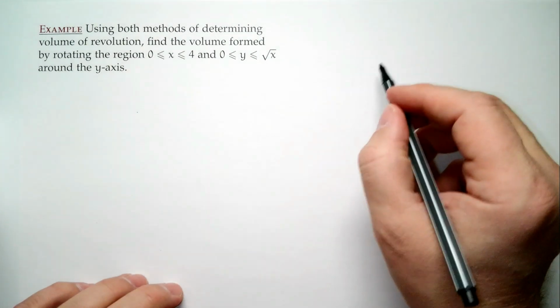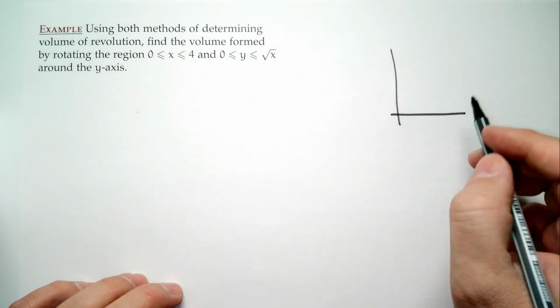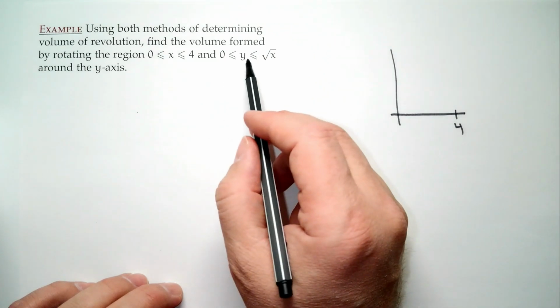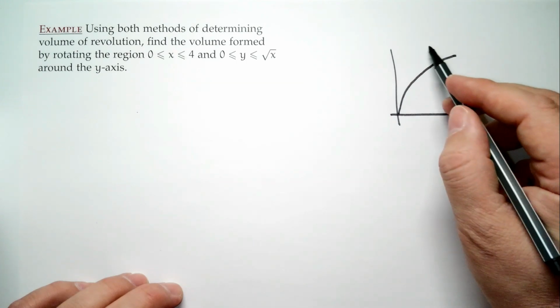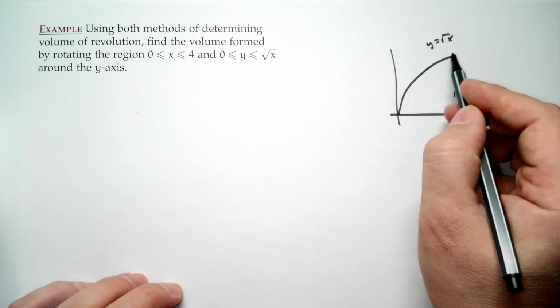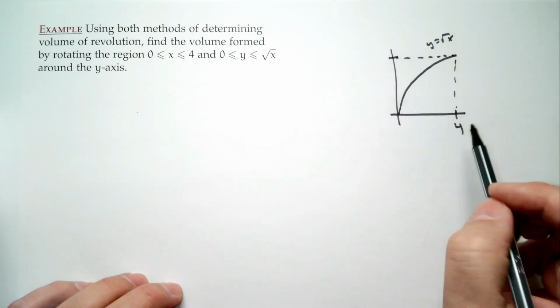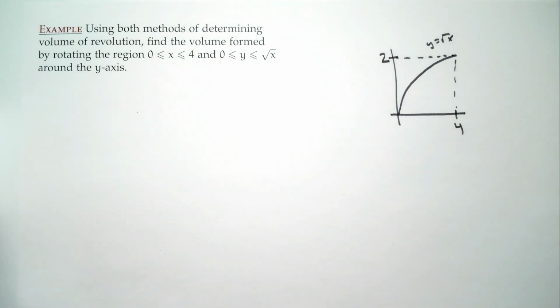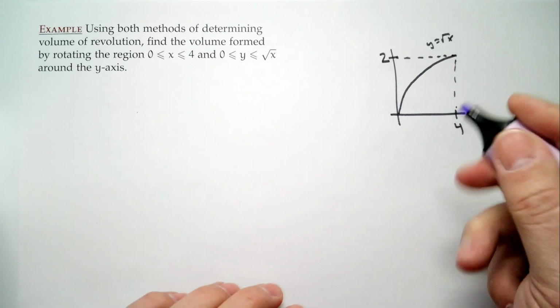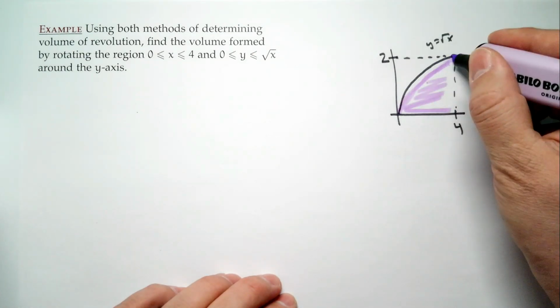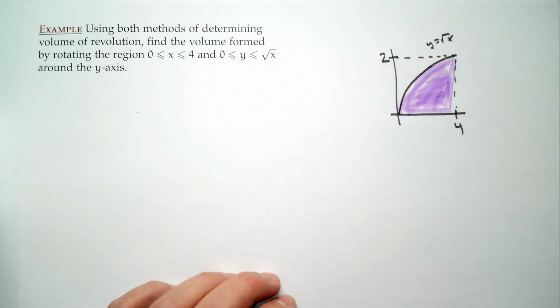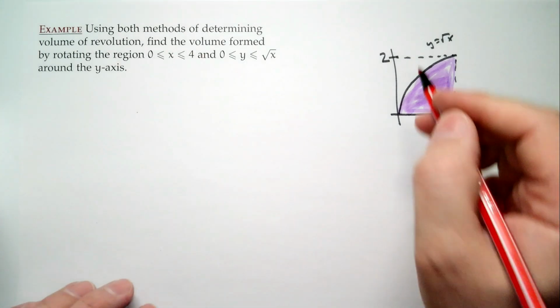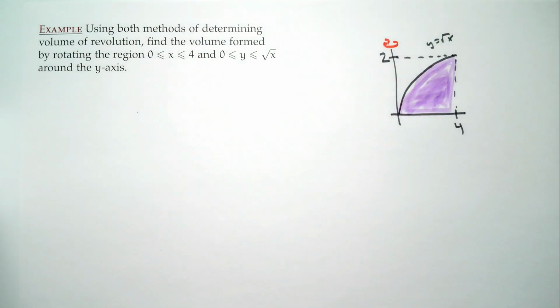So let's draw that. x goes from 0 to 4, so there's 4. Then 0 is less than or equal to y, which is less than or equal to square root of x. So here, that's square root of x. My picture's not the best. Where's this y value up here? Square root of 4. It's 2. So our region that we're going to spin is this region. So that's what we're spinning. And it says using both methods. That means shell and washer. And we should mark that we are spinning around the y-axis.